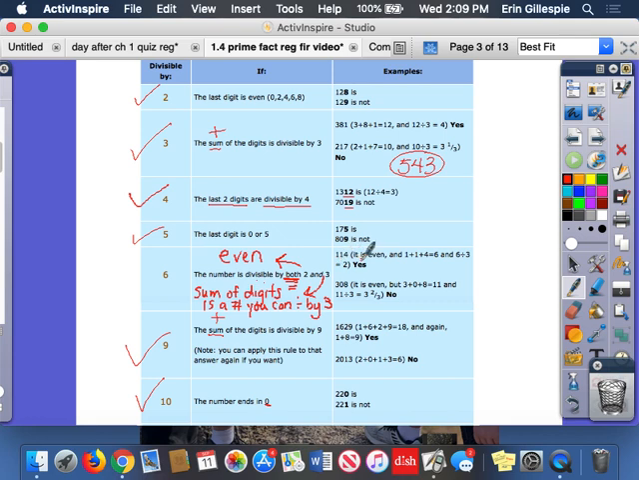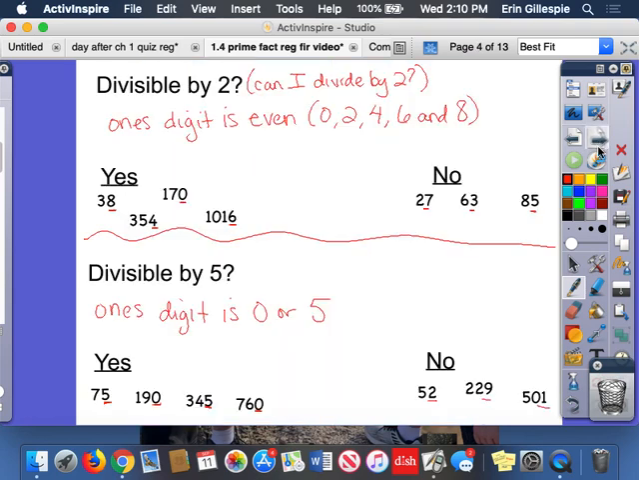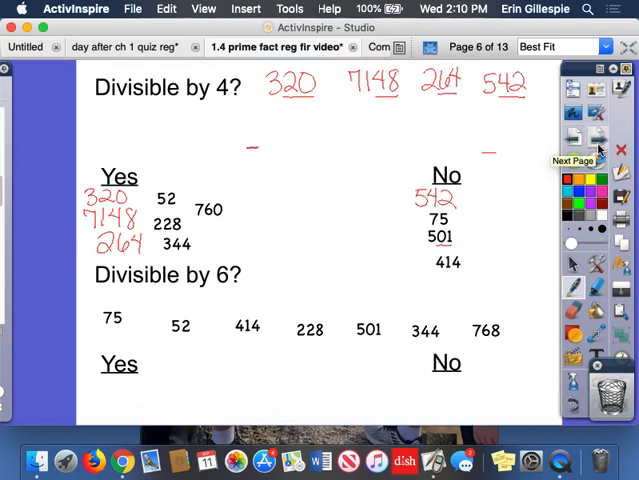You have 114. Okay, it's even. Good. Check. And then I have to add up the digits and see if I can divide it by 3. Well, 1 plus 1 is 2 plus 4 is 6. And 6 you can divide by 3, so that's a yes. 308, if you add those up, is 11. And 11 you can't divide by 3. So that's a no. And there we go. Okay, so again, you guys try. And then unpause when you're ready.